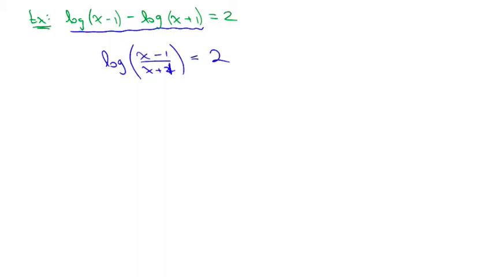Alright, so now I have a single log equal to a number. What can I do next? Hold on, let me catch up. Make sure you write 1. What can I do next? Stare at it. Multiply both sides by X plus 1.